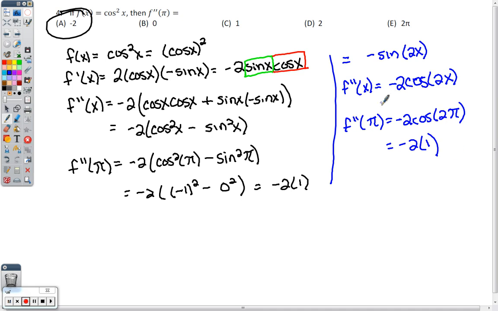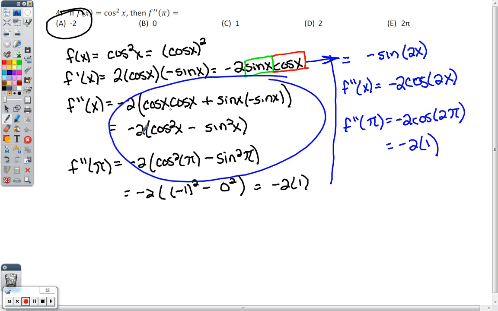But this trig identity right here is not a required trig identity on the AP exam, so I won't make you memorize that one. But if you happen to memorize that one, it might make your life a little bit easier than trying to do all of this extra stuff. Okay? So just a thought, pointing it out.